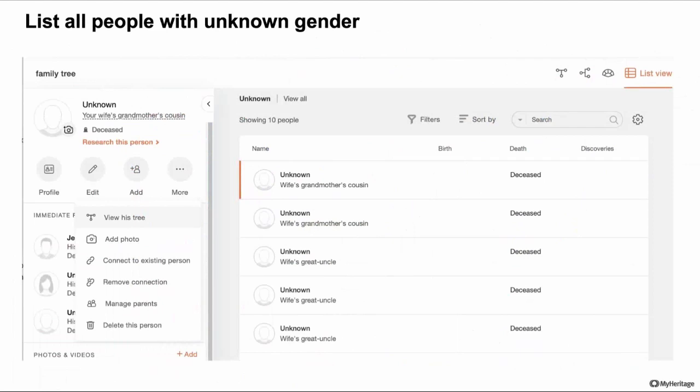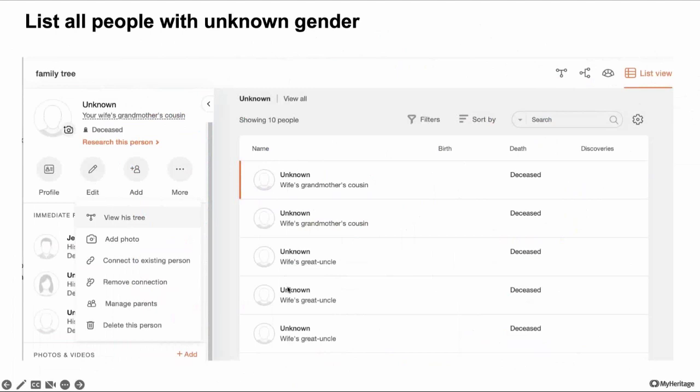So here it takes me to what we call the list view, which is one of the 4 ways to look at the family tree. The traditional family view, which shows a person and their close family. The pedigree view, which shows a person and their ancestors. The fan view, which is also a person and their ancestors, but more in a kind of geometric fan. And the list view is just a list of people. In this case, we are filtering by only people who have an unknown gender.